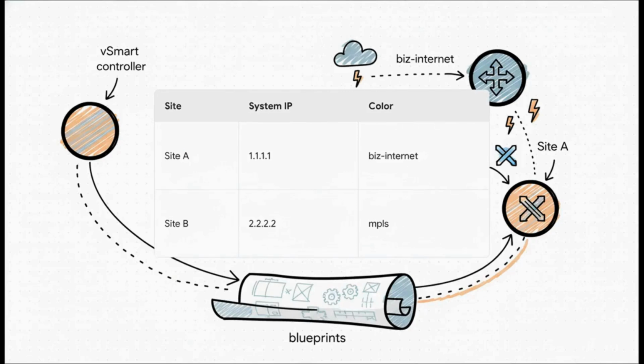The vSmart controller gathers up these TLOCs and acts like a network matchmaker. It tells Site B, hey, if you want to reach Site A, use their biz internet connection at the public IP address 1.1.1.1.